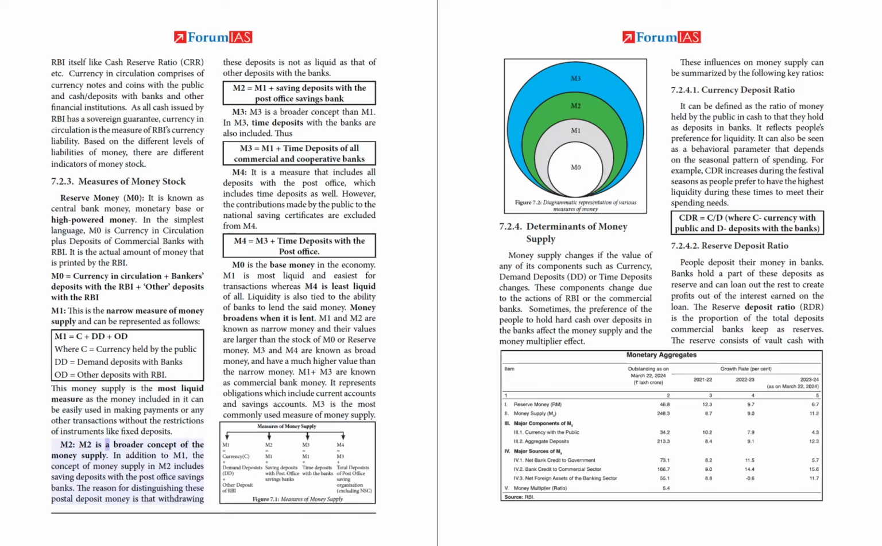M2. M2 is a broader concept of the money supply. In addition to M1, the concept of money supply in M2 includes saving deposits with the post office savings banks. The reason for distinguishing these postal deposit money is that withdrawing these deposits is not as liquid as that of other deposits with the banks. M2 equals M1 plus saving deposits with the post office savings bank.